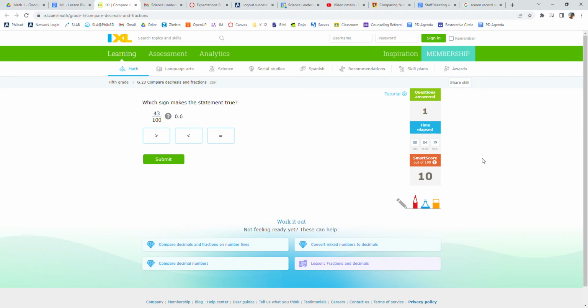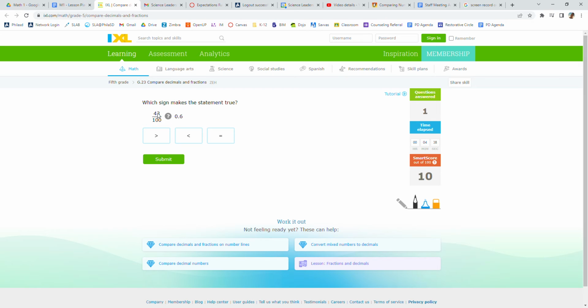Hey guys, so I want to take a quick look at this IXL lesson on comparing decimals and fractions. This question is asking what sign makes this statement true? And we have this fraction and this decimal. They want us to compare these two numbers.